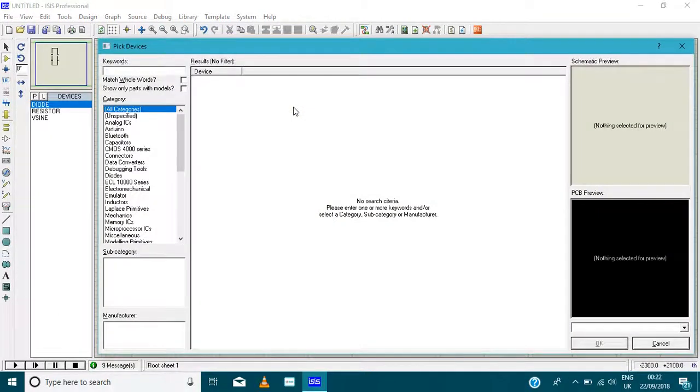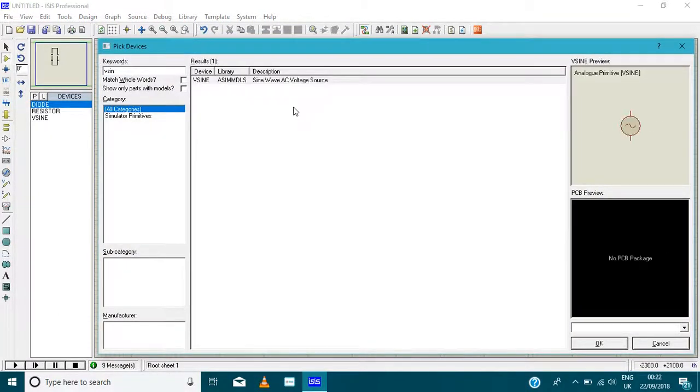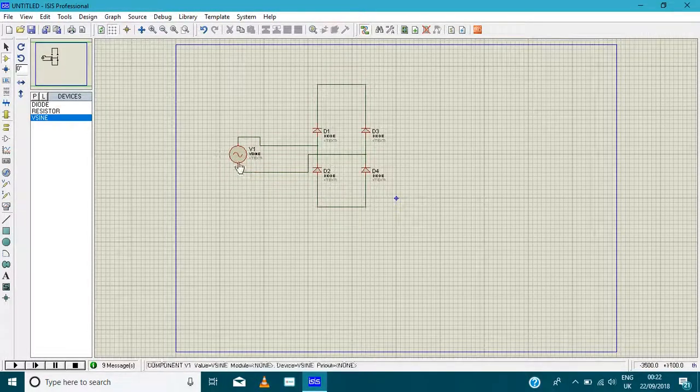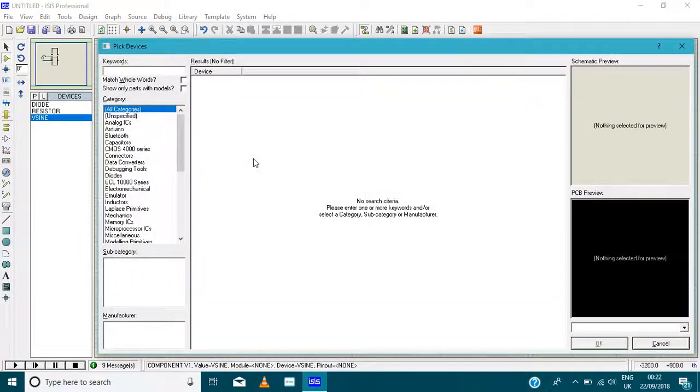Now for this we need a sine voltage. So this is a sine wave AC volt source. So the sine voltage source is connected over here, and this is connected over here. Now this is the sine voltage generator, and now we are converting AC into DC.